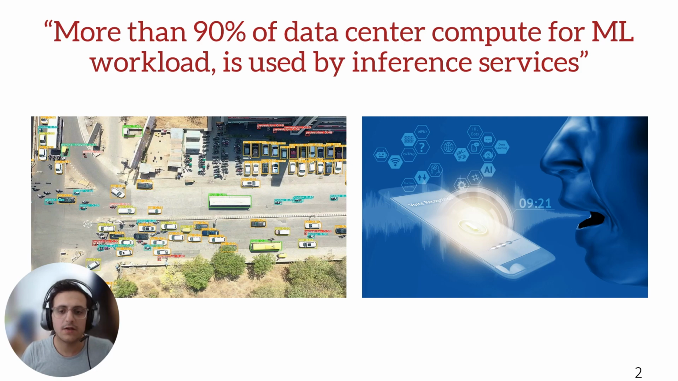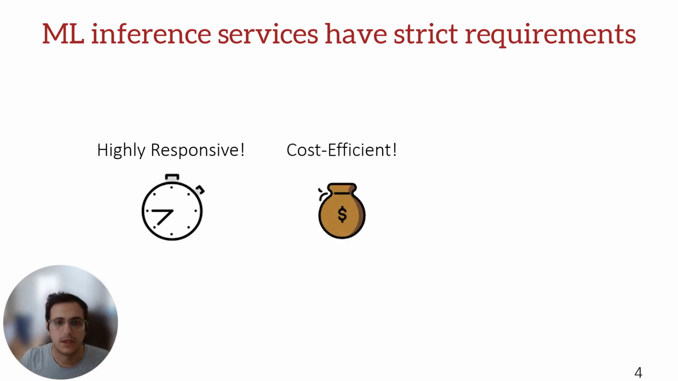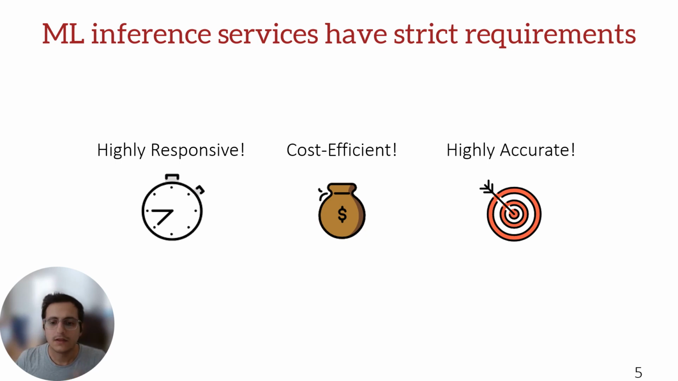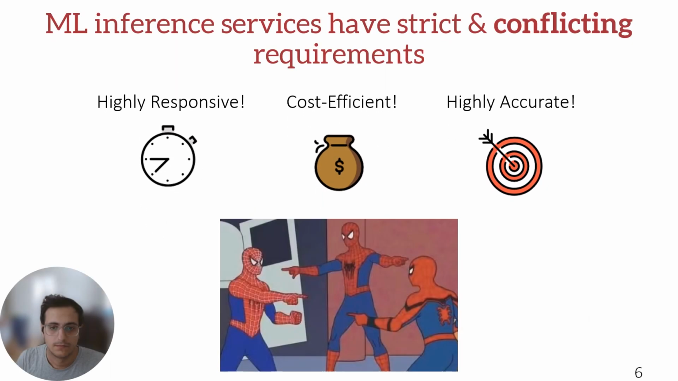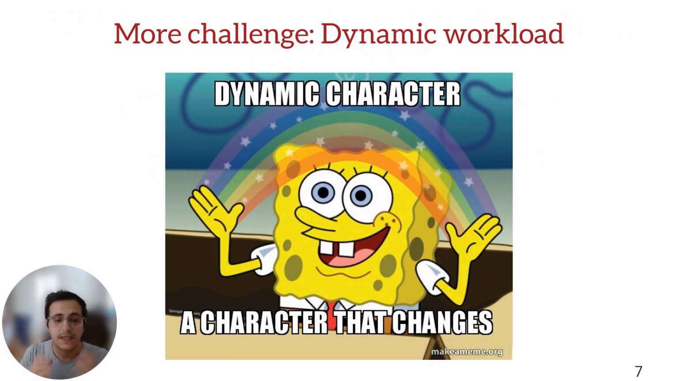More than 90% of data center compute for ML workload is used by inference services. ML services have strict requirements. For instance, they have to be highly responsive, they must be cost efficient, and they should be highly accurate to be able to get proper results. But that's not the end of the story because these requirements are not only strict but also conflicting. And dealing with these systems is even more difficult because the workload has a dynamic nature.